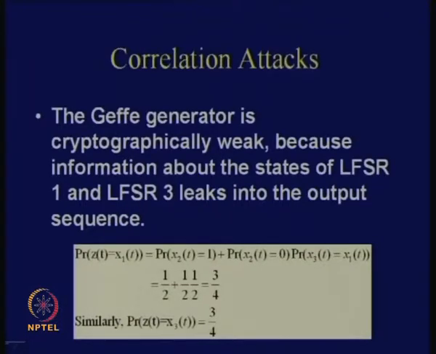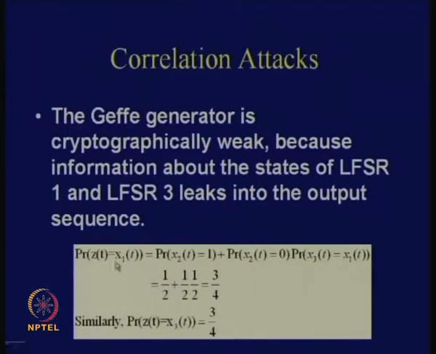So, you see that the Geffe generator is actually cryptographically weak because there is an information leakage between the output stream which is being generated and the value of LFSR 1, for example. LFSR 1 generates the stream which I denote by x1 and the output stream is, suppose, z. So, zt means at the tth instance z is being generated. Now let us compute the probability that zt is equal to x1t.